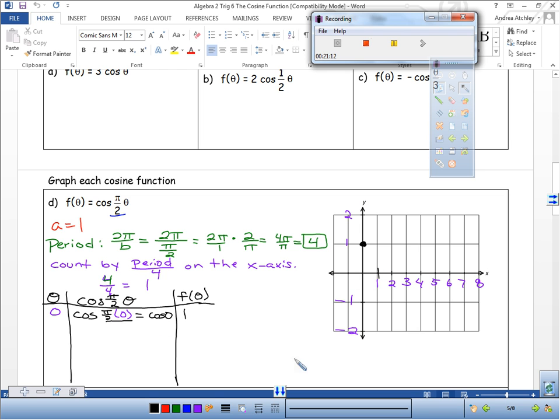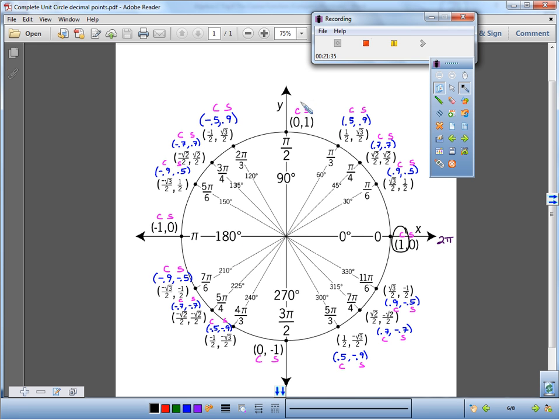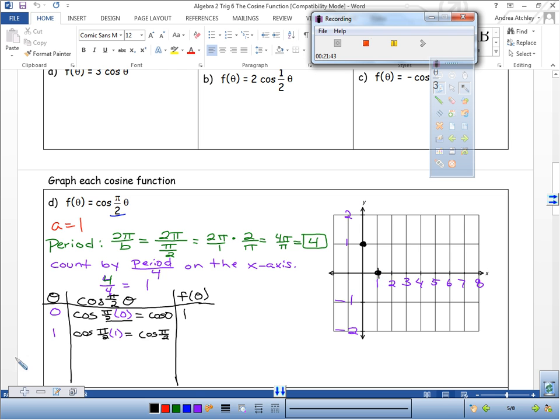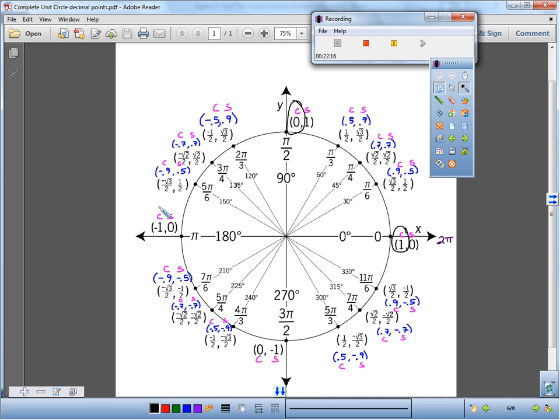Okay, then we're going to plug in our next point, which is 1. Our next x value is 1. So I'm going to do the cosine of pi over 2 times 1, which equals the cosine of pi over 2. So we're going to go back to our unit circle. The cosine of pi over 2 is 0. So I'm going to plug in 0 here. Okay. Then we're going to plug in 2. We're going to do the cosine of pi over 2 times 2, which equals the cosine of, the 2's will cancel out, and I'll just get pi, the cosine of pi. Go back to our unit circle. The cosine of pi is negative 1.